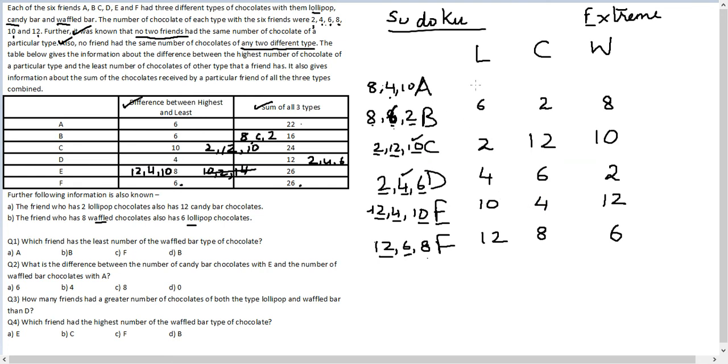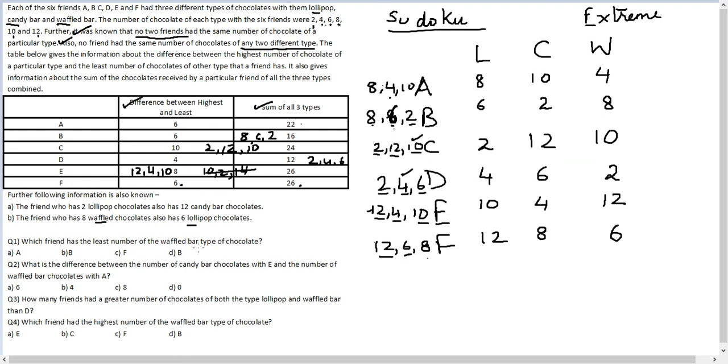Now I'm only left with distribution for A. Let's look at what is the number left in this lollipop column. The only number left is 8. The only number left in the candied column is 10 and the only number left in the waffled column is 4. So now we have the precise number of chocolates with each of these friends. Another indication that should tell you that you should be able to reach precise answers in this case is every question has precise options. None of the questions have none of these or cannot be determined as options, which means precise answers can be obtained here.